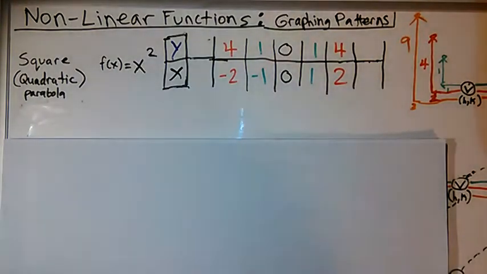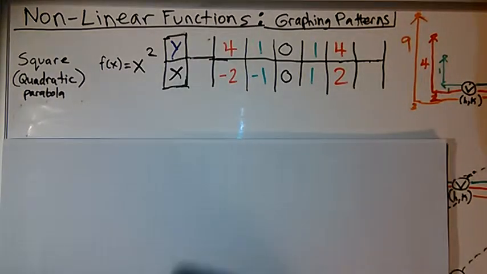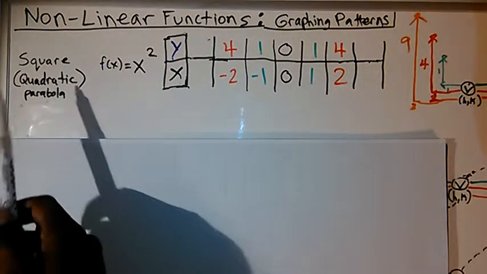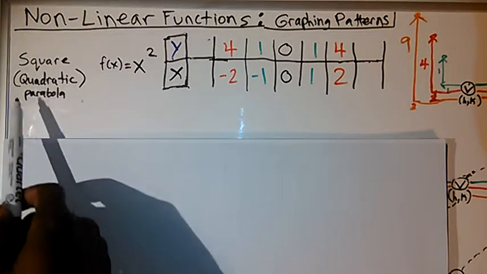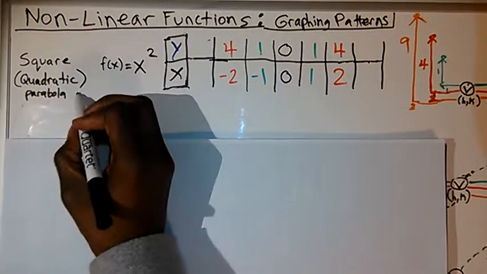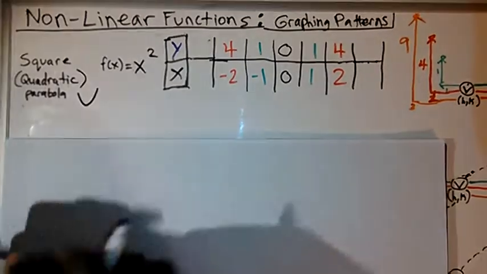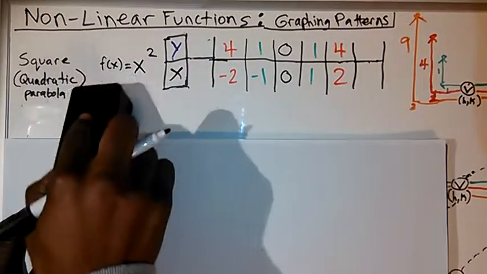One nonlinear function that I'm going to start with is the square function. It's also called a quadratic function, and the graph of a quadratic function is a parabola that looks like this, like a smiley face.